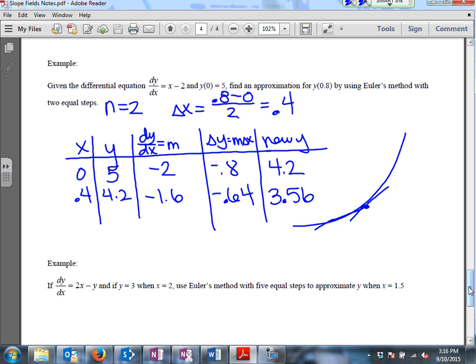Okay. So now we've gone through Euler's method twice. We've reached our x value of 0.4. That's 2 steps. Now our new x value is 0.8. Our y value is 3.56. Okay. So now y evaluated at 0.8, our value is 3.56. Done.